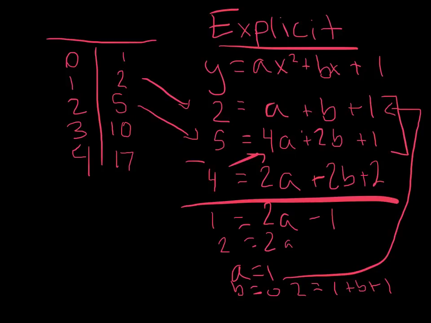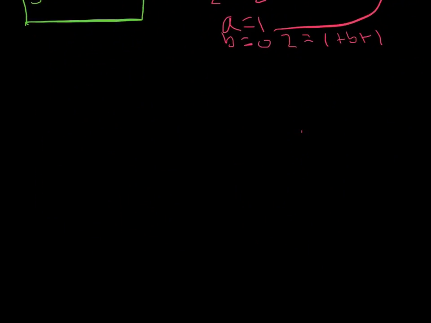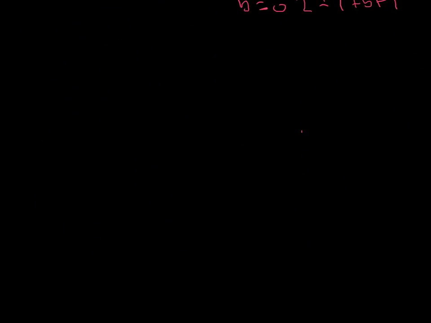So I know that the equation must be y equals a is 1, so x squared, and then b is 0, so that cancels. So that's the explicit equation for this graph. And then I want to write the recursive for this same function.